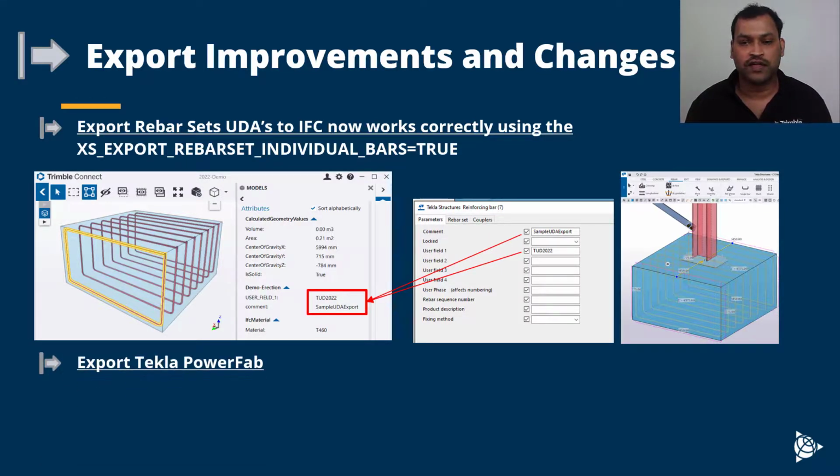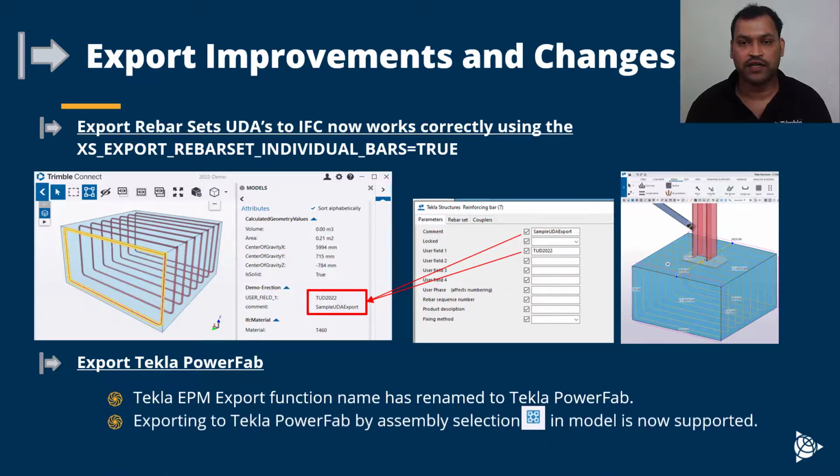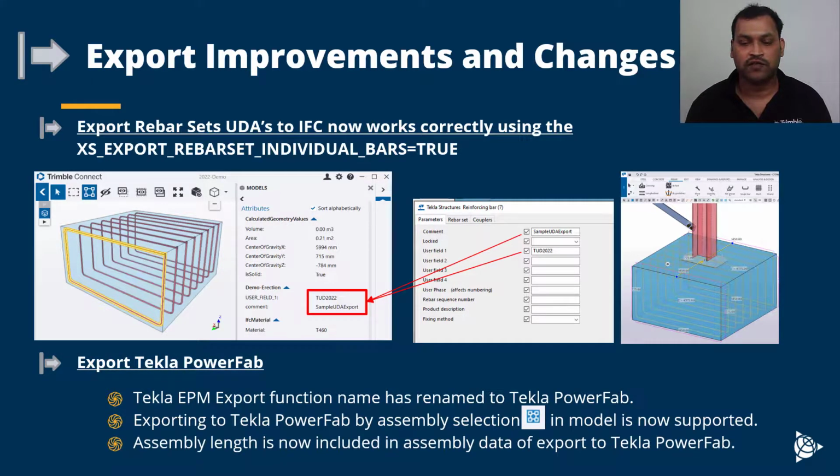Now let's move on to the Tekla EPM export, which is now renamed to the Tekla PowerFab export. Tekla PowerFab export now supports assembly selection in the model and also has included the assembly length information along with the assembly data.